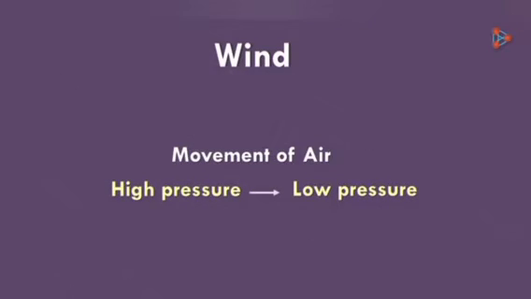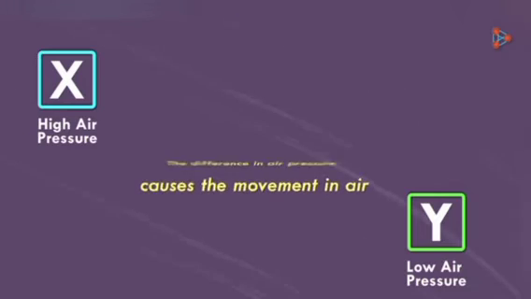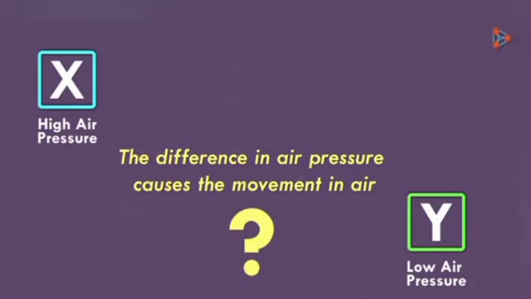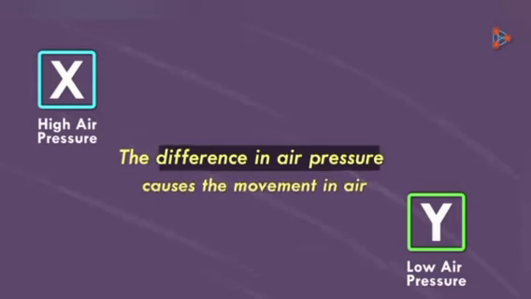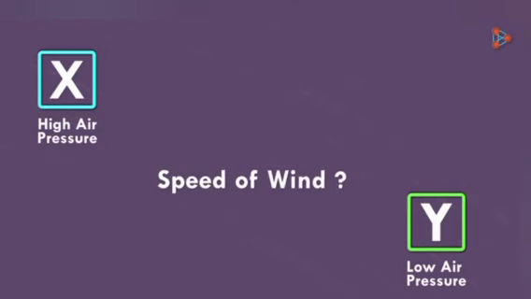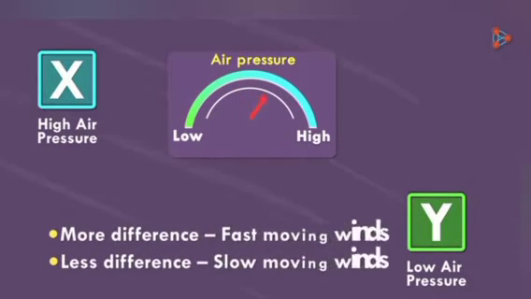As we have seen, air will always move from high pressure to low pressure. For instance, if point X is of high pressure and Y is a point of low air pressure, air will always move from X to Y, meaning that pressure difference causes air movement. Now, how does the speed of wind increase or decrease? The greater the air pressure difference, the faster the moving wind, and vice versa.